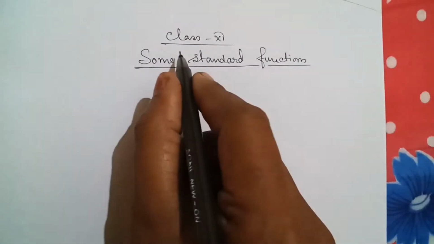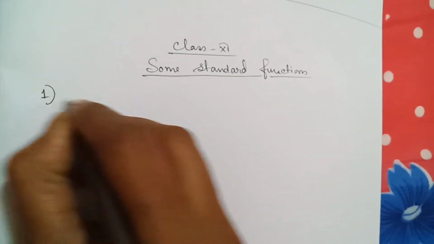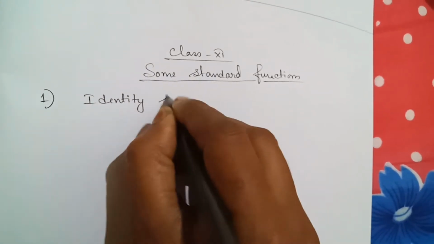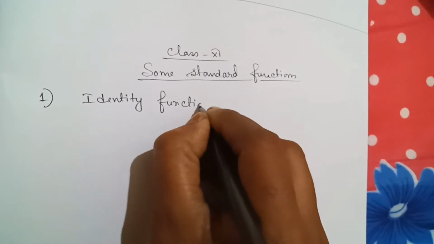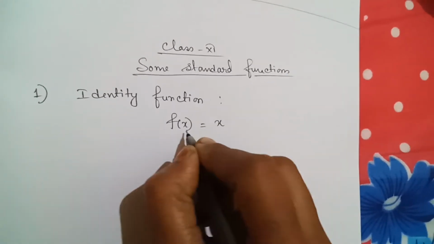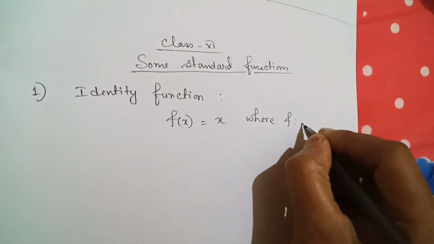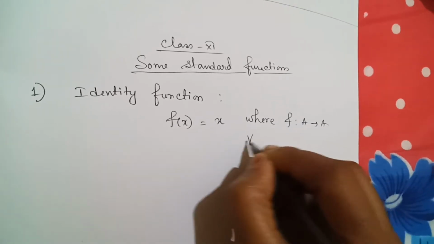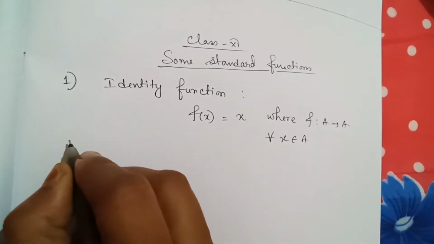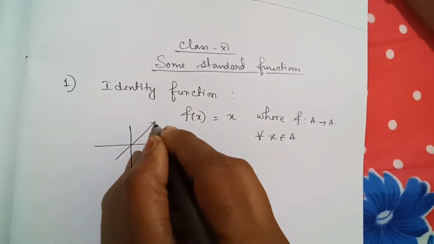Today I am going to discuss some standard functions of class 11. So the number one that comes is the identity function. It's very simple. It will be defined as f of x equals x, where f is a function from A to A for all x belongs to A. This is called the identity function and its graph will be like this, a 45-degree line. This will be its graph.